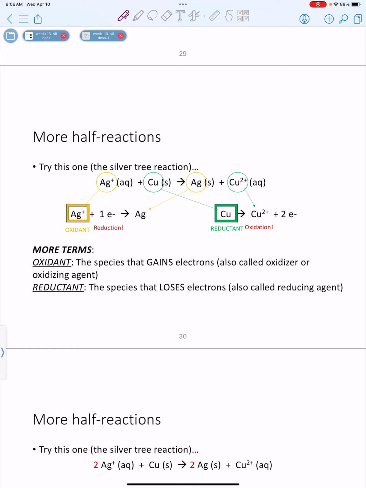It is the thing that's causing the reduction to occur, the agent of reduction, right? And it is found in the oxidation. So copper is our reducing agent. It's the thing giving away the electrons. And silver is our oxidant. It's the thing taking up electrons. And again, they're found in opposite half reactions, which messes with people a little bit.